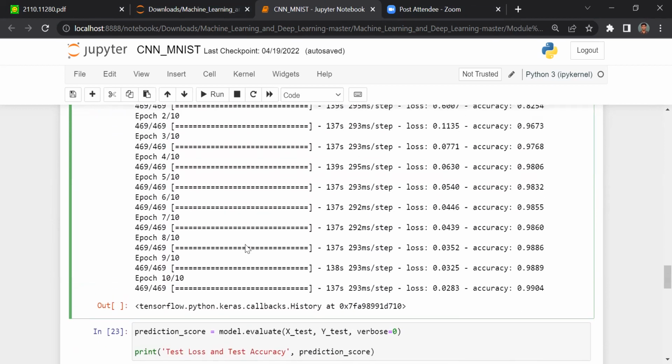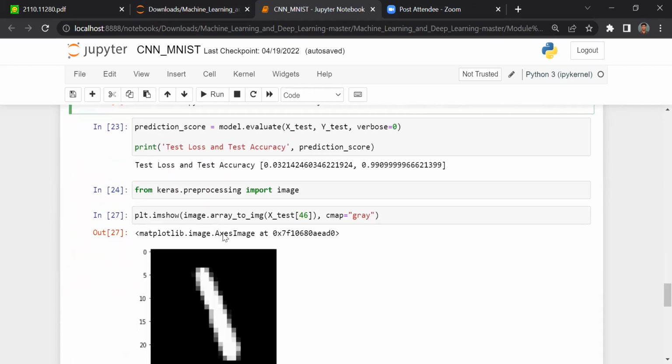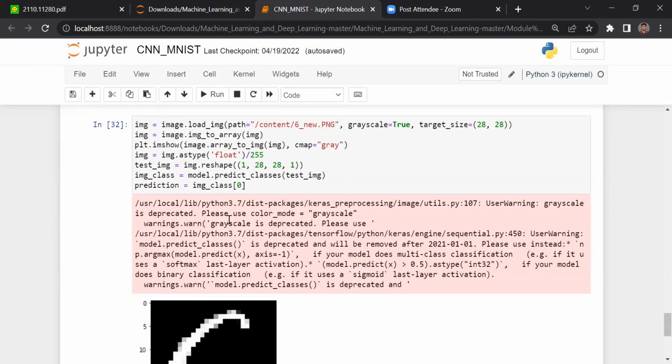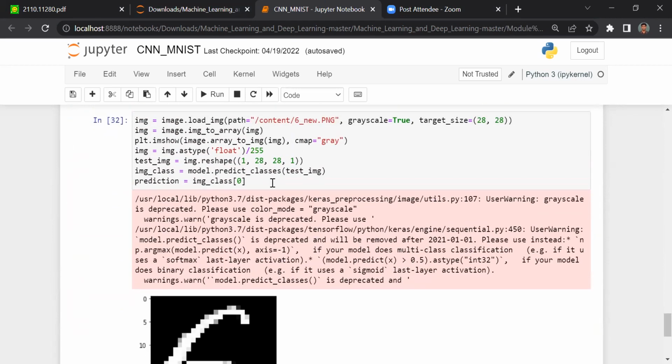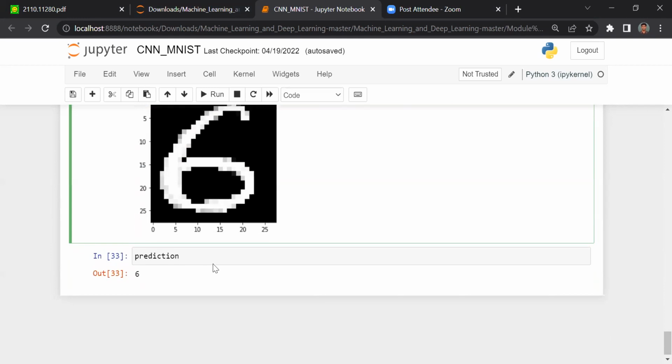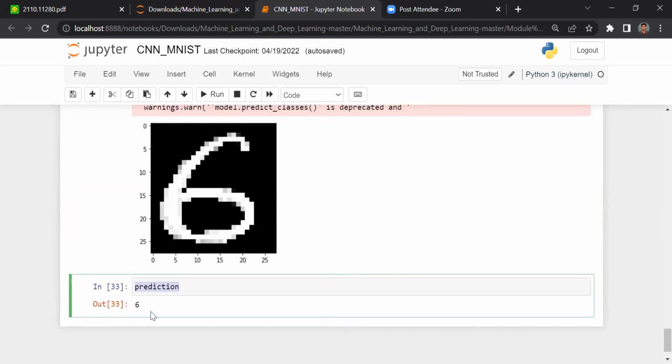And this is the learning process. It takes a bit of time to learn this model. And then you have finally the model, and you use it to make predictions. You make the predictions here, and the prediction is actually correct. Given this image, the prediction should have been 6, and it's actually 6.